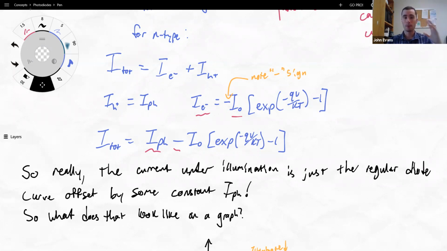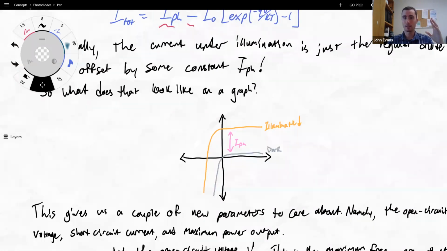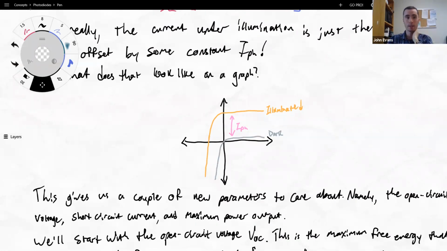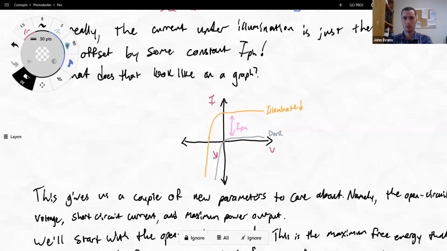So what does that look like? What that looks like on this graph is this. In the dark, we have our ideal semiconductor behavior here, where we have our current approaching I naught down here. And then it crosses 0 right there. And then it increases exponentially as we get further and further into the negatives. This should be current versus voltage.